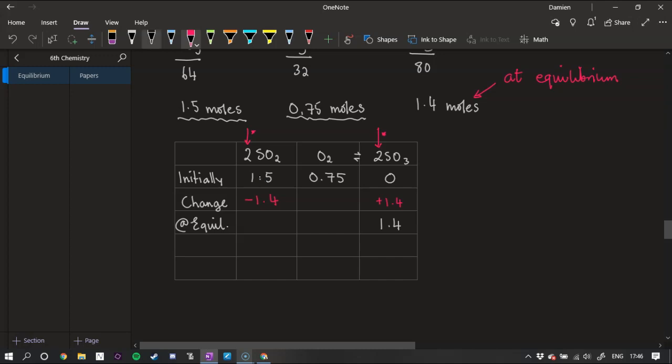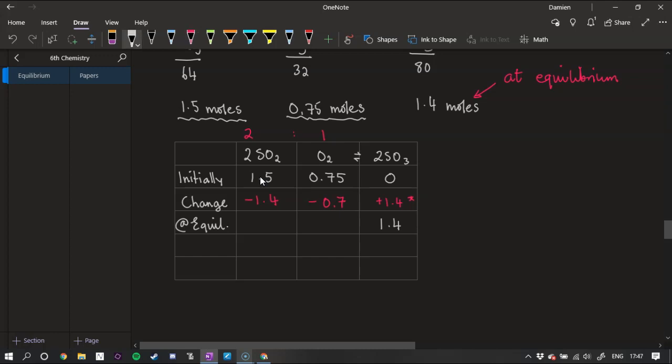Now, if you bear in mind that this first one here is a 2:1 ratio in terms of the number of moles. If this is minus 1.4, and we got that from this one here on the right, then that means that the oxygen, if this is a 2:1, is going to be half of this, minus 1.4, which is minus 0.7. Once we have these two details, we can fill in the rest of the equilibrium.